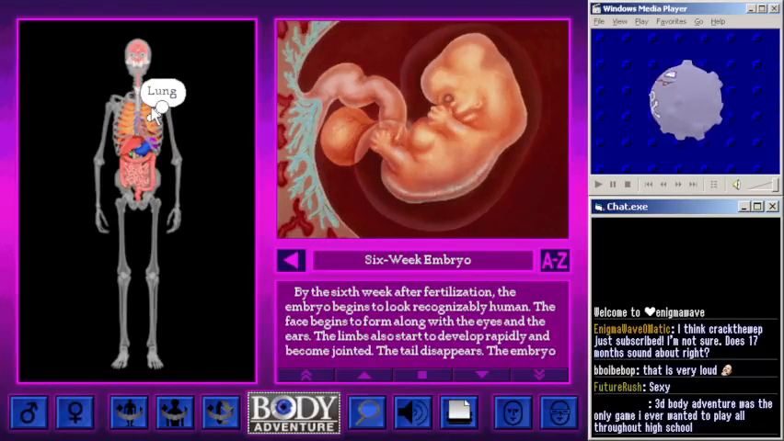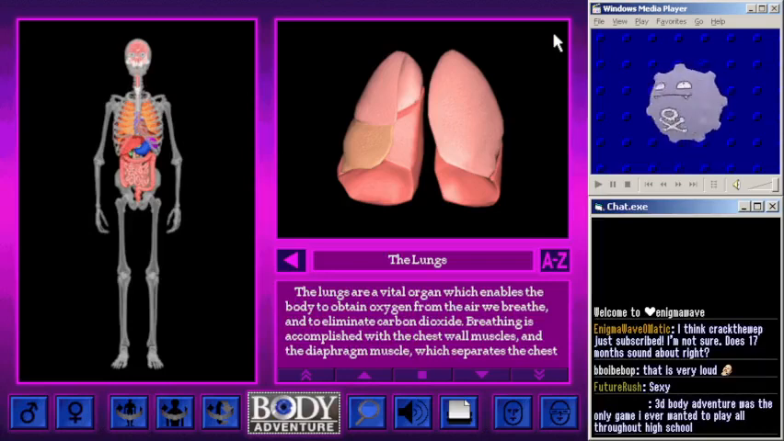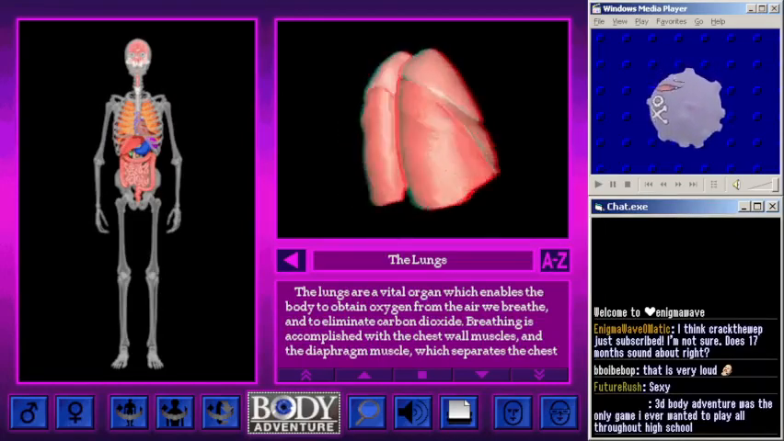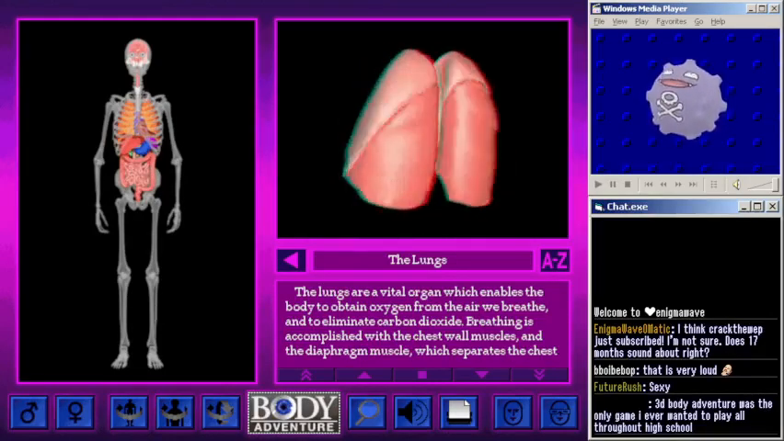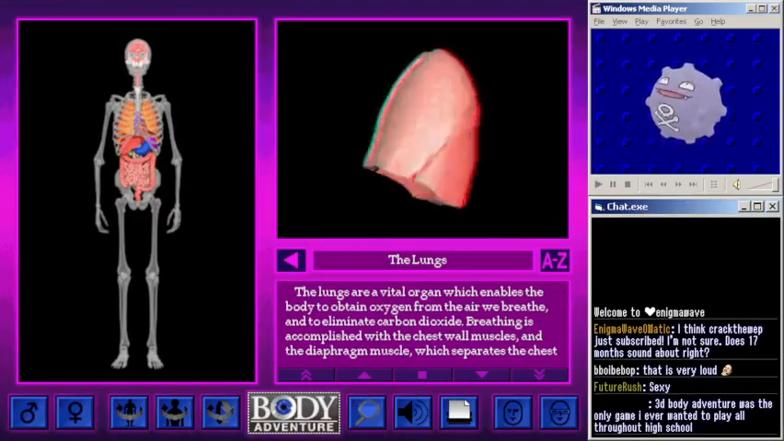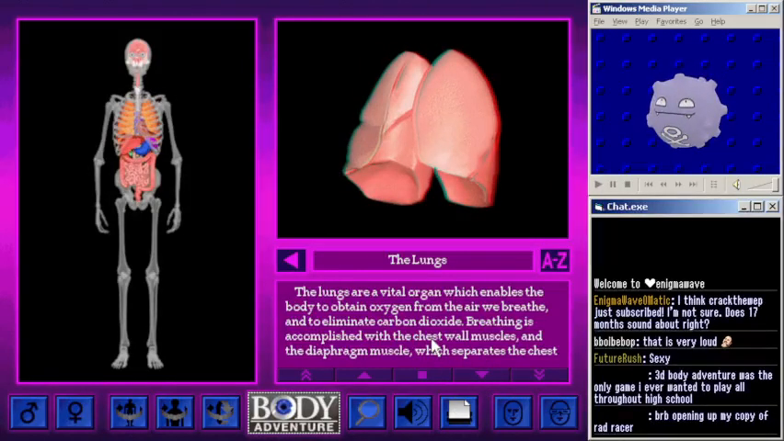Let's get to those nice, tasty organs. Oh yeah, lungs. I happen to be having problems with those. What does it say about the lungs? Oh yeah. And get your 3D glasses and put them on. Boop. Ta-da. Look at that. It's as if the lungs are leaping right out of the screen at you. Actually, that's a really subtle 3D effect. I can only tell by the red and blue fringes on the side of this. But I guess it's better than nothing. BRB opening up my copy of Rad Racer. Rad Racer? Nice. You can click on this, and we don't even have to read anything.